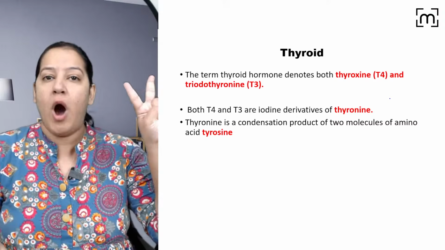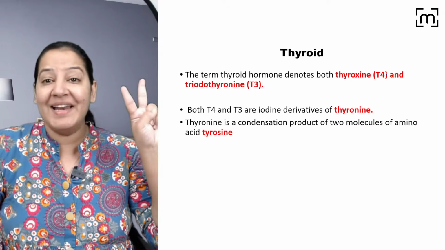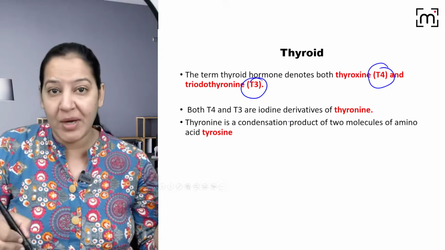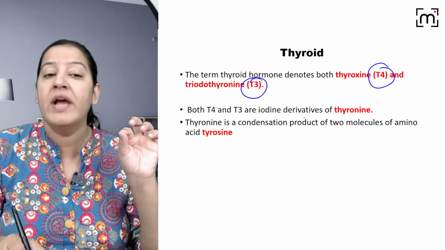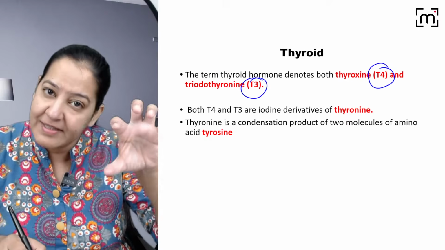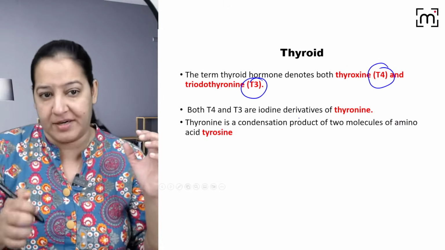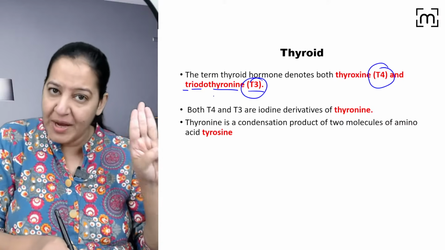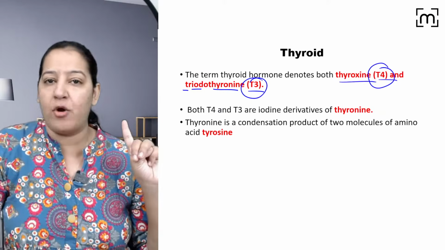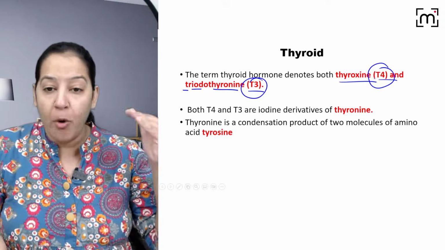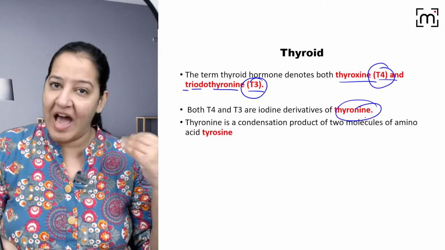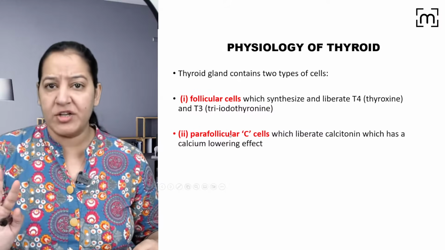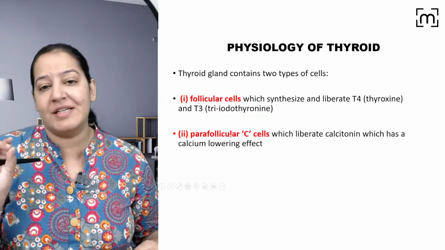Now it secretes 2 hormones, the thyroid hormones, T3 and T4. The numbers 3 and 4 indicate the number of iodine atoms present in its structure. So T3 is triiodothyronine, it has 3 iodine. And T4 is thyroxine, it has 4 iodine. Both are derivatives of thyronine, which is formed from the tyrosine amino acid. Anyways, it's the structure. Let me tell you the cells present in this gland.